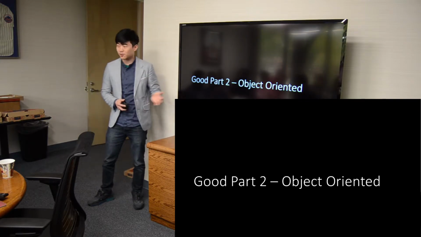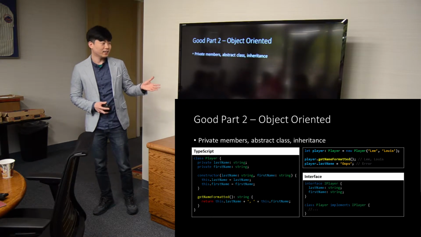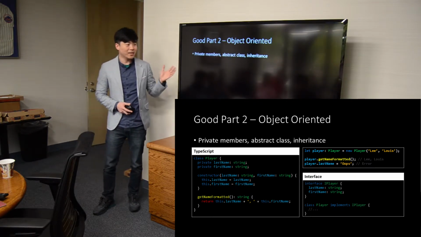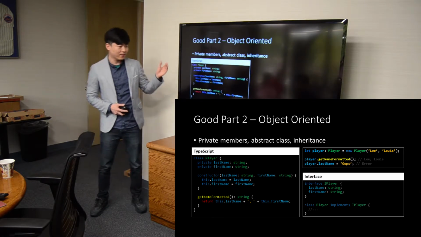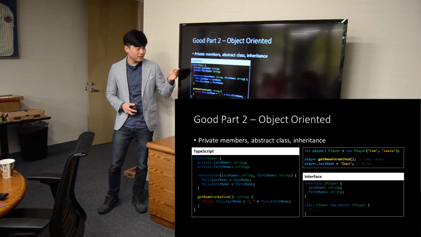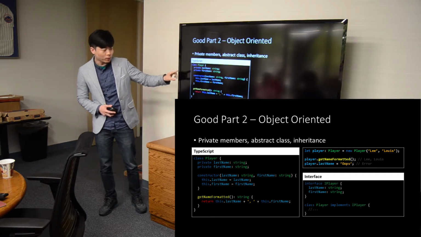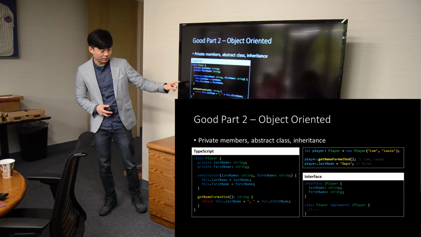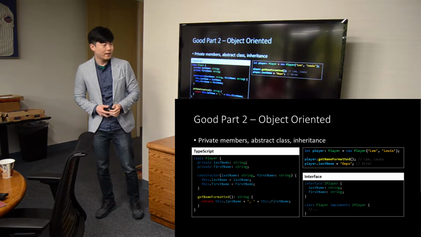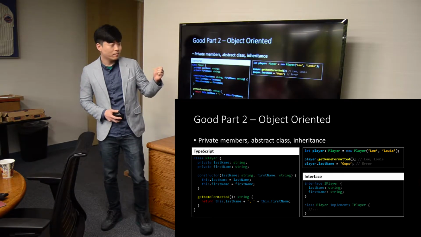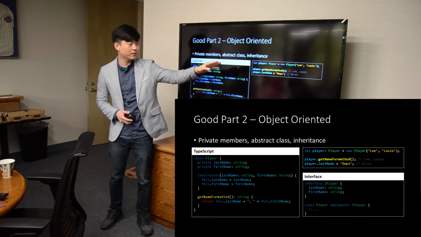For the second part, TypeScript is object-oriented. Meaning that it supports private members, abstract class, inheritance, everything. So let's take a look at this example again. We have a player class, and there are variables like last name, first name. Also, there's a constructor, and also there's a function. It returns the last name and first name. And now we make a player class with two parameters, last name, first name.